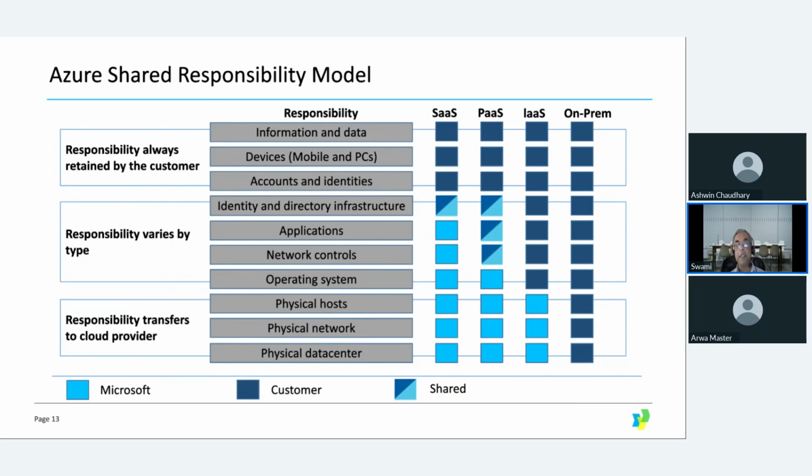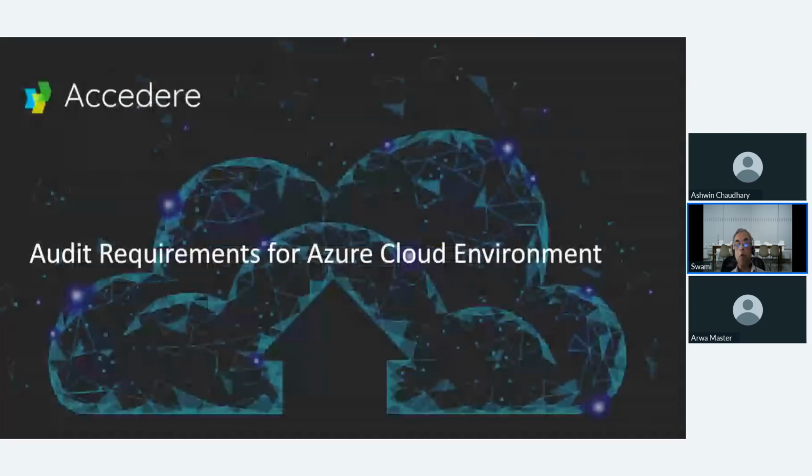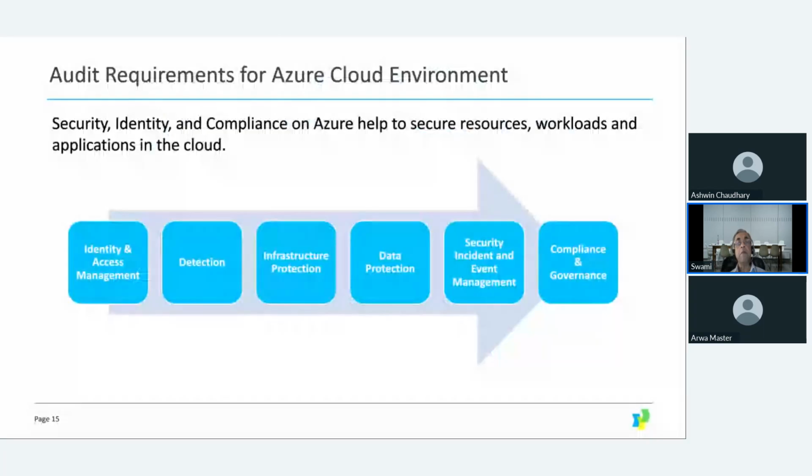With this, we will be moving to look at the audit requirements for Azure on cloud environment. When we talk about this, there are three pillars. One is security, the other is identity, and the other one is compliance on Azure. These help to secure the Azure resources, workloads, and applications in the cloud. Of this, there are identity access management and detection, infrastructure protection, data protection, security incident and event management, compliance and governance. These are all important.